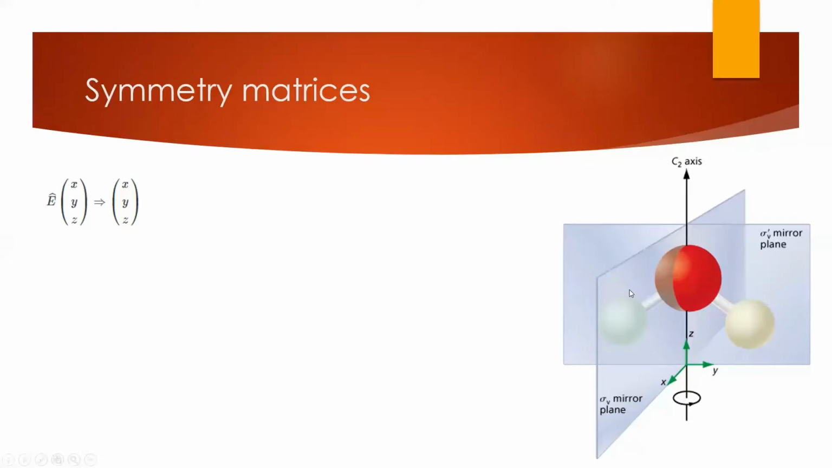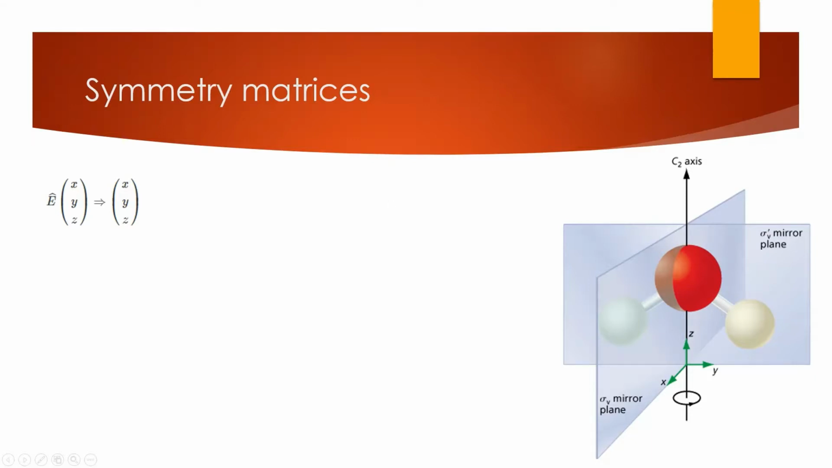And so what does that do? Well, it started over here and ended over here. So it changes the y-axis. So the point that was at positive y is now at negative y. But it also flips the x-axis as well, because the point that was on this side of the molecule is now on the other face of the molecule. And the z is unchanged in this operation.